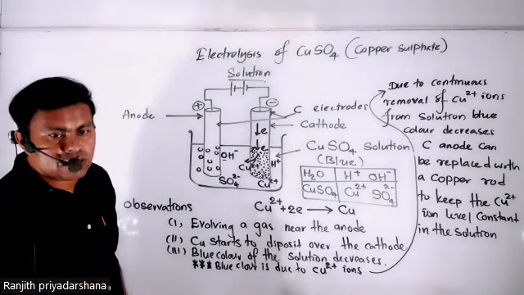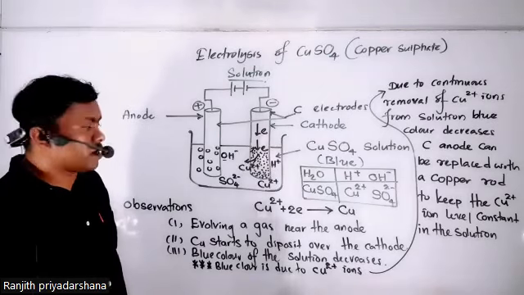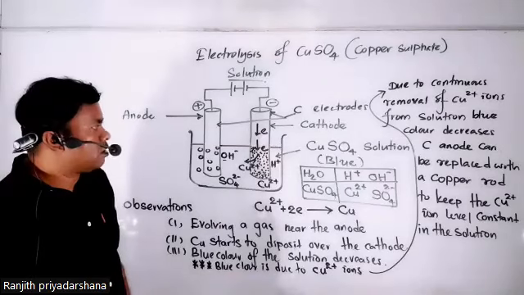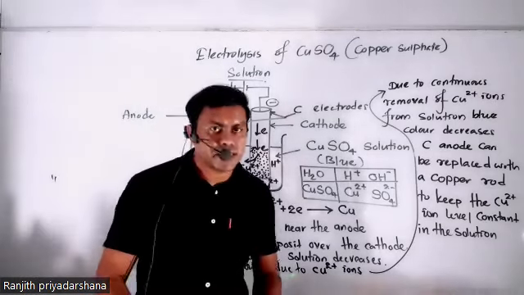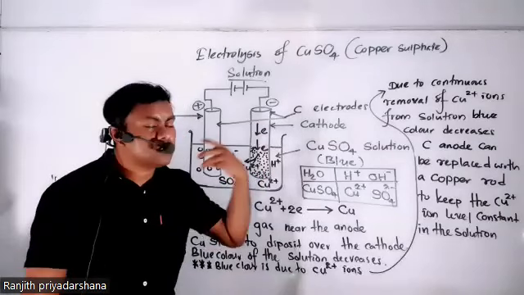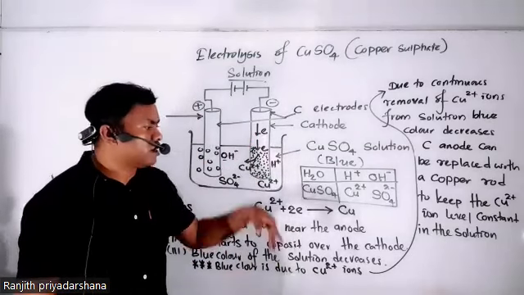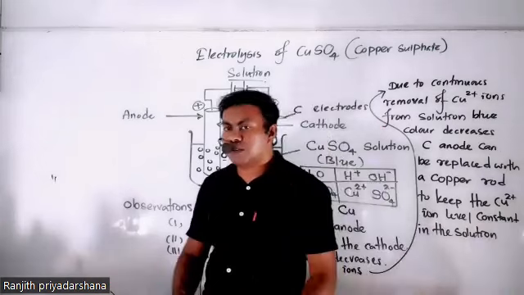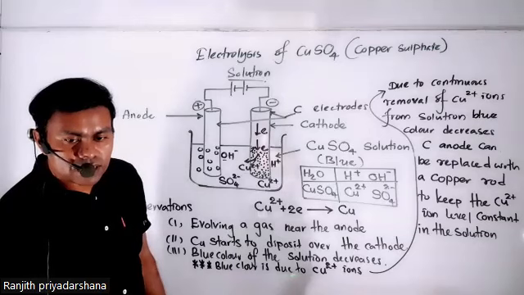Right. So next we have to write, what are the advantages or uses of this electrolysis? Take down the subtopic, uses of the electrolysis. You have to write the half reactions, the oxidation and reduction reactions, and get the complete reaction by combining both oxidation and reduction.